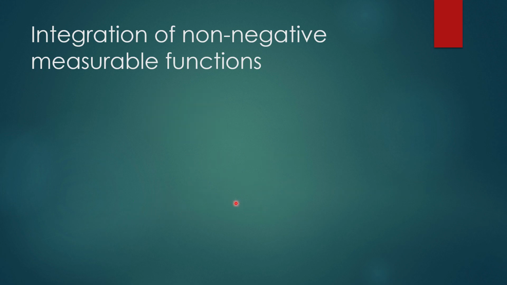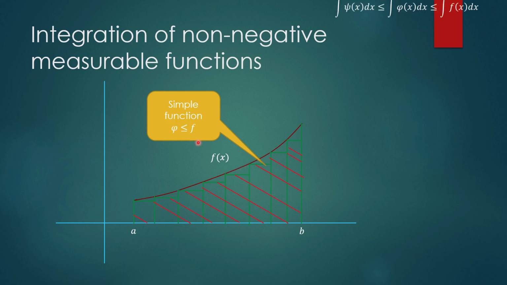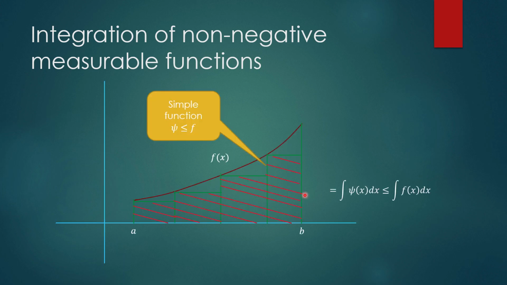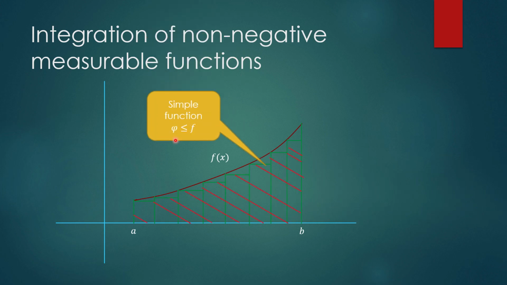Another simple function you can think about like this. In this situation, this phi will still be less than f because it is below the curve, but this phi will be greater than psi, the earlier one. Okay, so that is quite clear. Phi is less than f, but phi is greater than psi. Therefore the integration of phi will be less than or equal to the integration of f, and this one will be greater than this one.